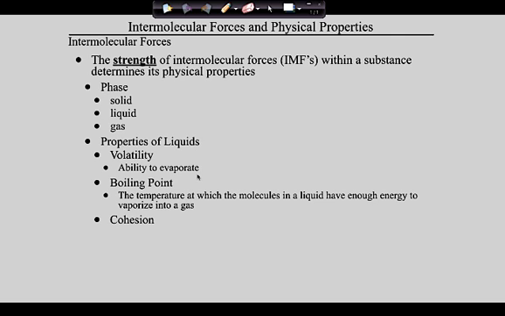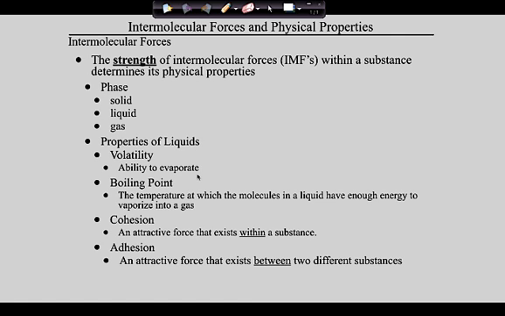The next one that we're going to talk about is what is called cohesion. Cohesion is defined as the attractive forces within a substance. And then cohesion's twin, if you will, is adhesion, which is the attractive forces that exist between two different substances.